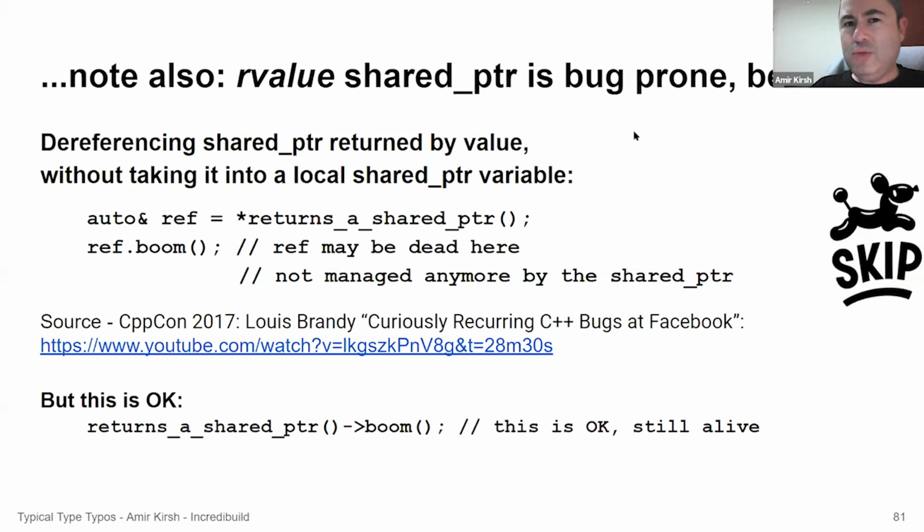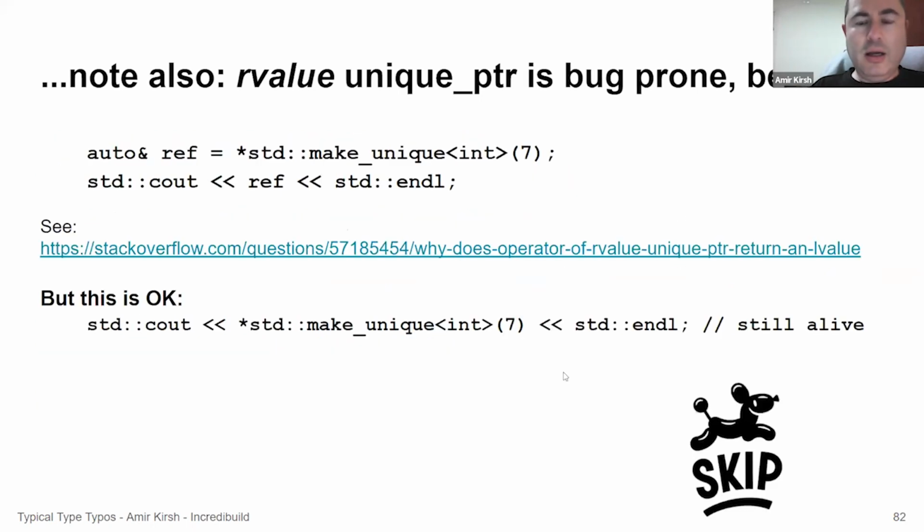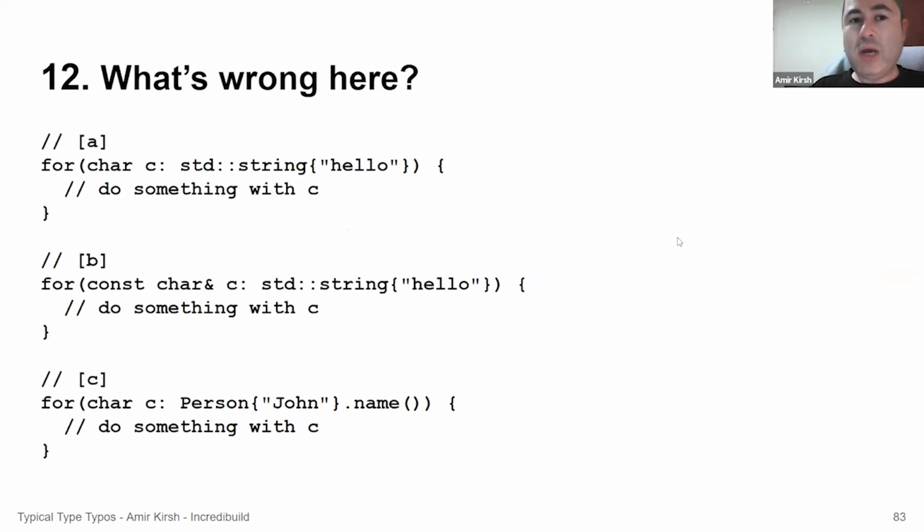let's keep the issue, but we have the exact same issue with our value shell PTR that returns, and we get it without actually creating a new shell PTR. I will not discuss that, but Brandy Lewis is discussing that in the same talk. So let's go to the next one. What's wrong here? We have 3 loops. Let's take a look at the loops.